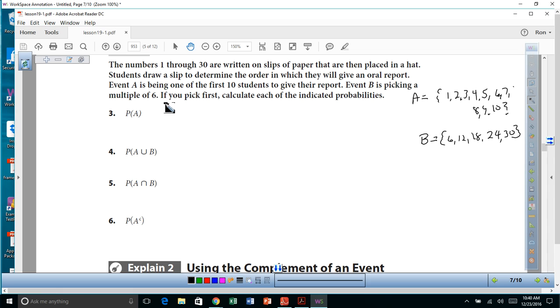All right. If you pick first, calculate each of the indicated probabilities. Probability of A. So the probability of A would be the number of A divided by the number of the sample space. Well, how many is in A? 1, 2, 3, 4, 5, 6, 7, 8, 9, 10. That's 10, and there's a total of 30, so that's going to be 1/3.